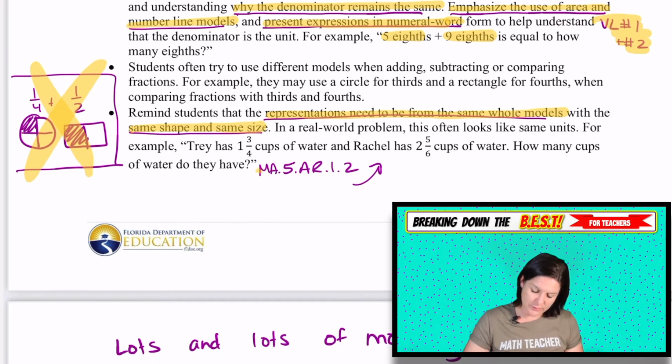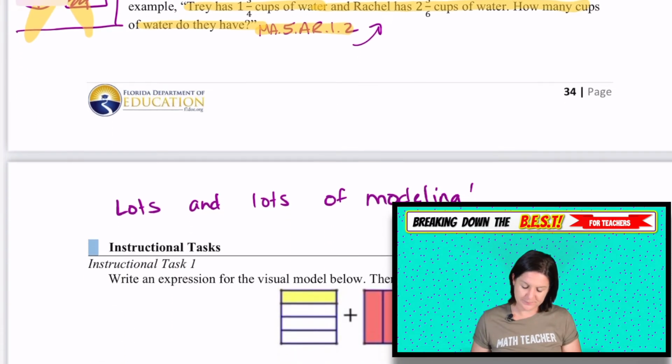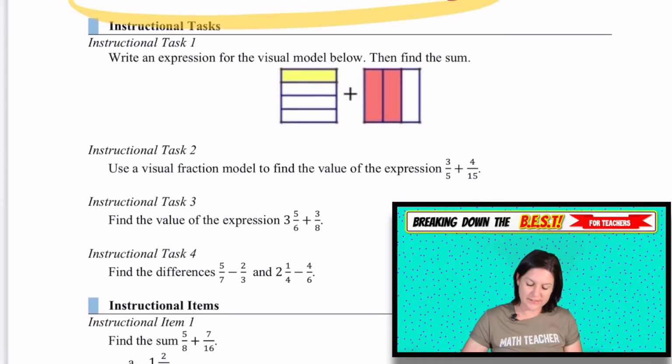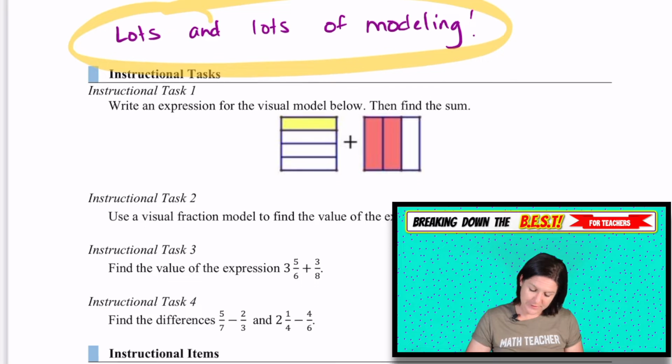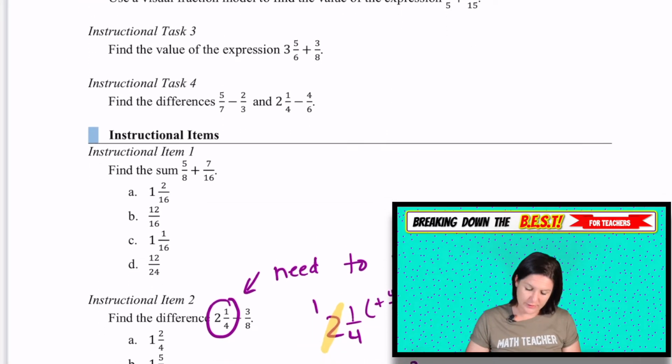I also made a point that this was a connection right here because what they have as an example, this real world problem, ties more into MA.5.FR.2.1. Just keep that in mind. I put up here that this standard takes lots and lots of modeling to really showcase what is happening. It's not just magic that we're changing denominators, we're creating equivalent fractions, which means we're just separating what we already have. So lots and lots of modeling, and then these are some examples that you can take a look at.